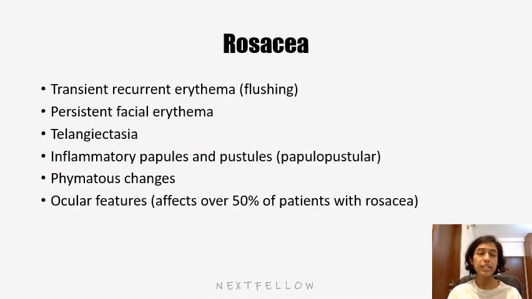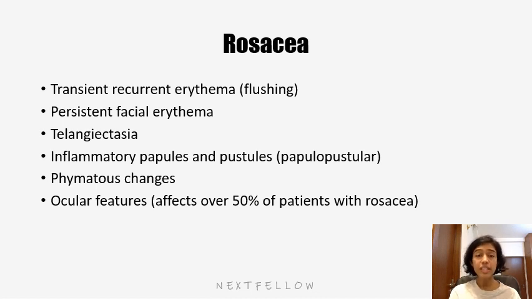So rosacea, some features, of course, transient recurrent erythema or flushing, which eventually becomes persistent facial erythema. It's usually seen in the 20 plus age group. There may be telangiectasia, that is dilated and tortuous blood vessels seen underneath a thin sort of skin. There will be inflammatory papules and pustules in the papulopustular variant of rosacea. And in chronic rosacea, especially more in men, you will have phymatous changes. So that is like a fibrous thickening of the skin over the nose. You can even have it over the chin and over the forehead as well.